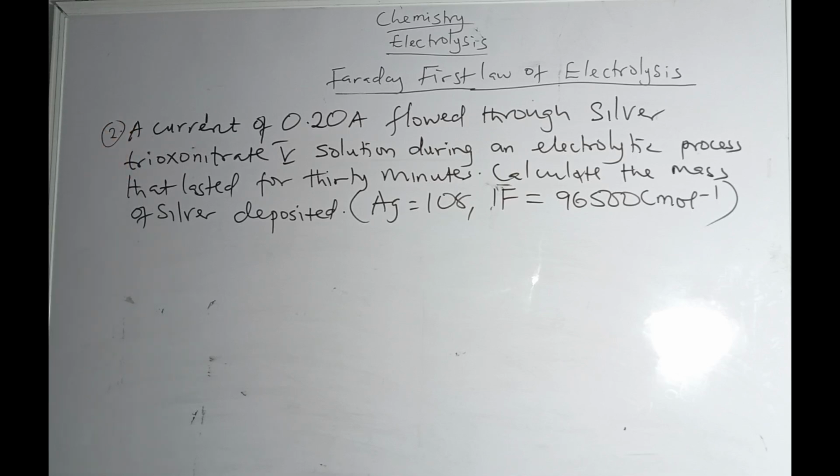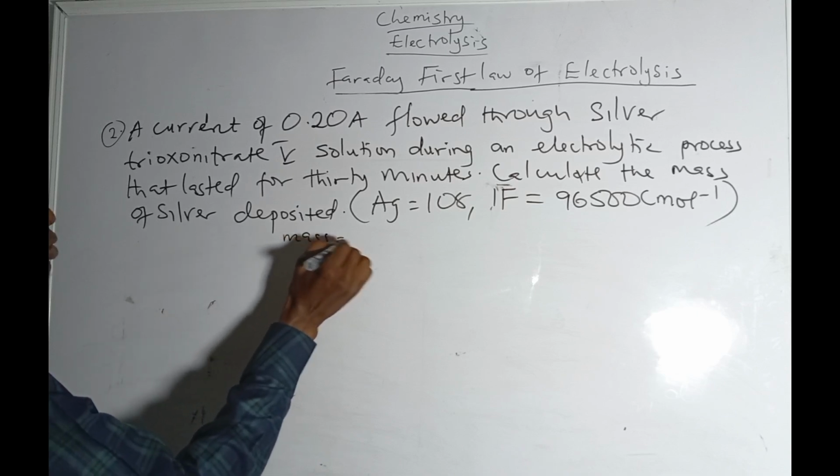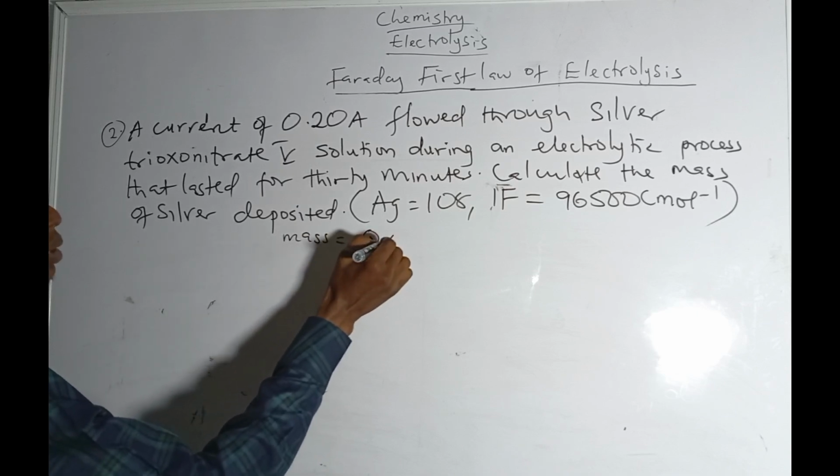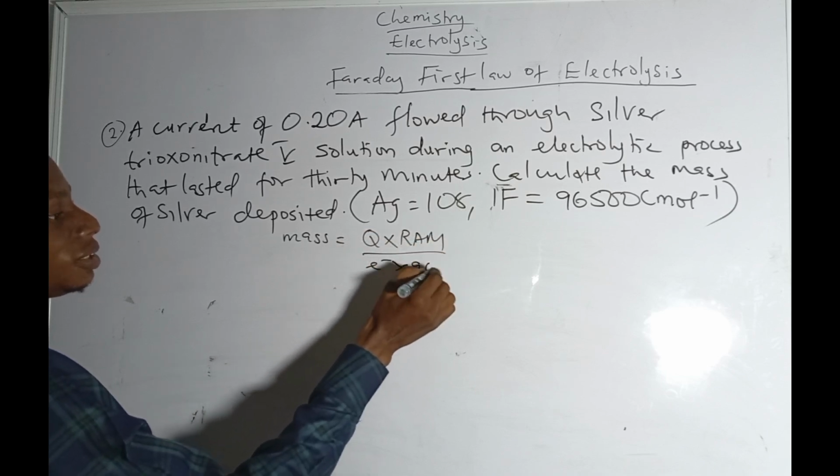So second example. A current of 0.20 ampere flowed through a silver nitrate solution during an electrolytic process that lasted for 30 minutes. Calculate the mass of silver deposited. So like I told you before, it is the formula: mass equals Q times RAM over E minus times 96500.